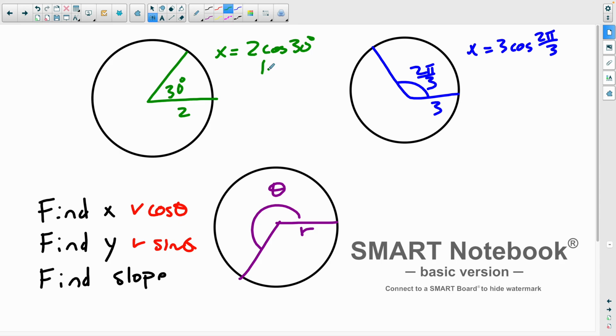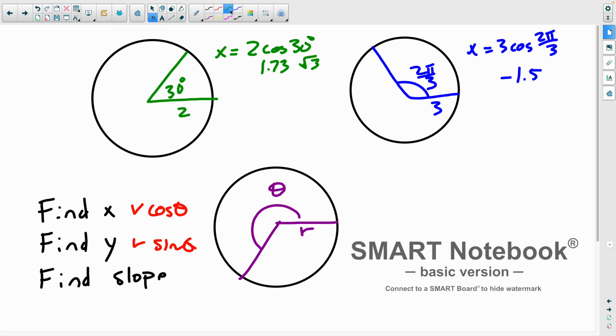1.73. The exact answer would have been square root of 3, but 1.73 is fine. Everybody okay there? On this one right here, what did you get? Negative 1.5. Anybody get negative 2 point something? What did you have to do in your calculator to get from here to here? You got to change from degrees to radians, right? So negative 1.5 for that one. That's approximate. That's all.